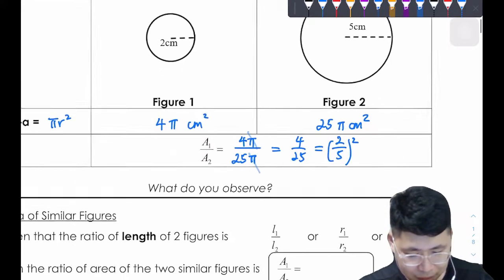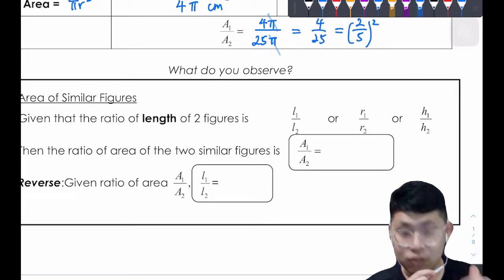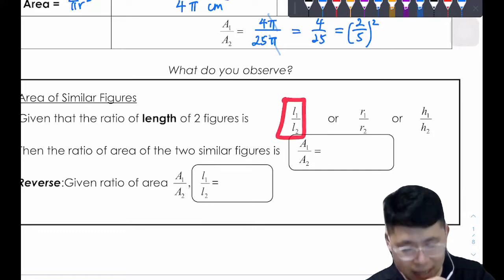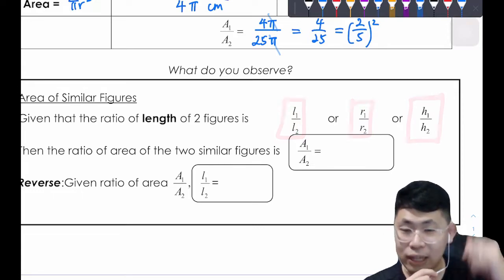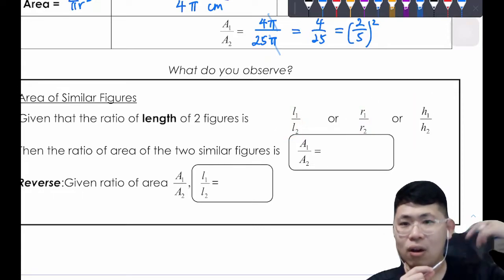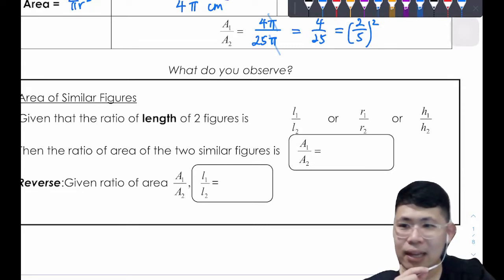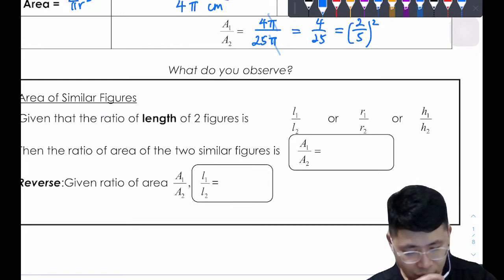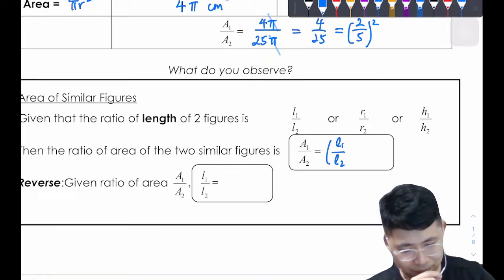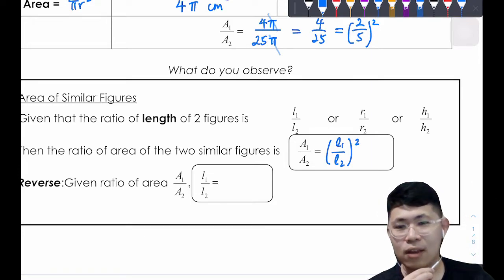So what we observe here is that, given that the ratio of length is L1 over L2, or R1 over R2, or height 1 over height 2, you can take the length, the radius or the height. The ratio of these two lengths, we can relate to the ratio of the area. So what is going on is actually the ratio of the length squared. This is the result that we observe from the two activities. Okay, so one more time.